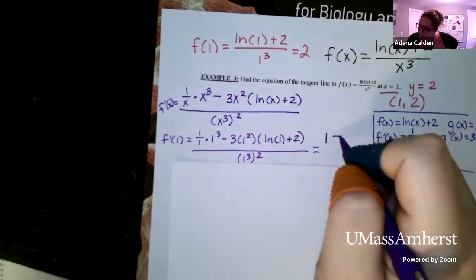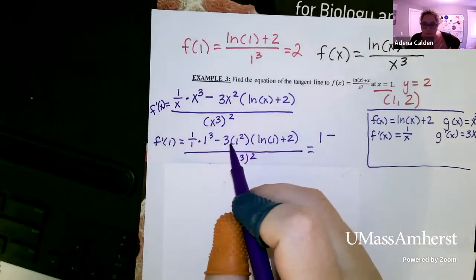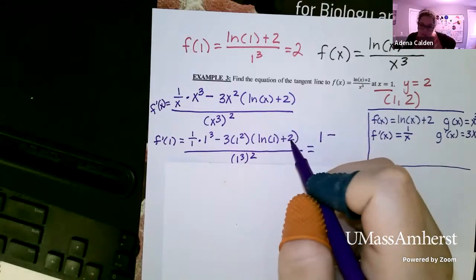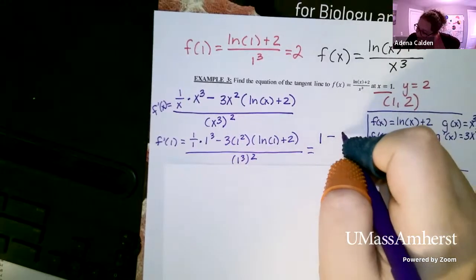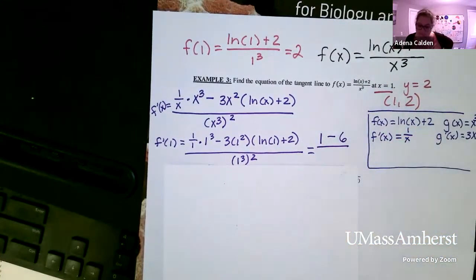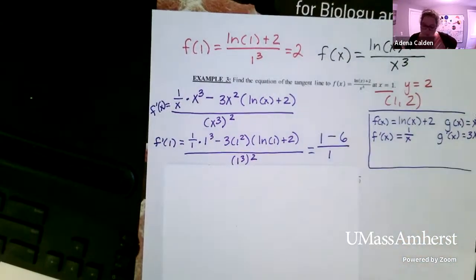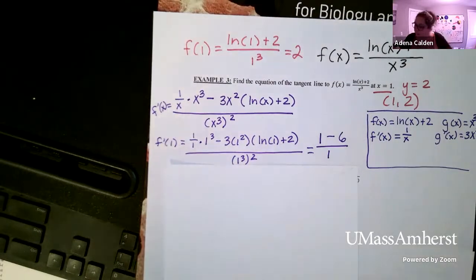Now I have minus, now I have 3 times 1 squared. So 1 squared is 1. So I have 3 times 1. And then over here, I have 0 plus 2, which is 2. So 3 times 1 times 2. So 3 times 1 times 2 is 6, divided by, and then 1 to anything is 1. So this is all 1. So I have 1 minus 6 divided by 1.